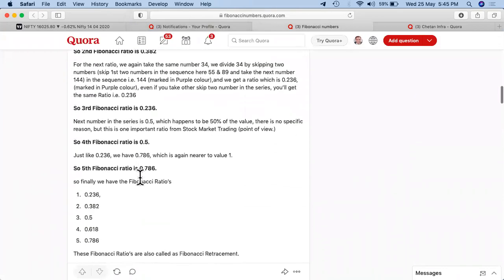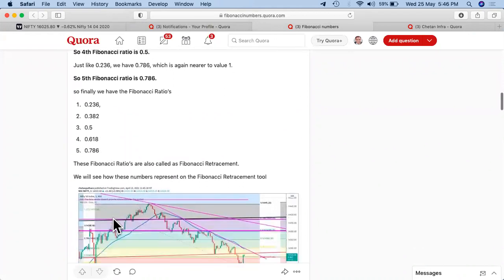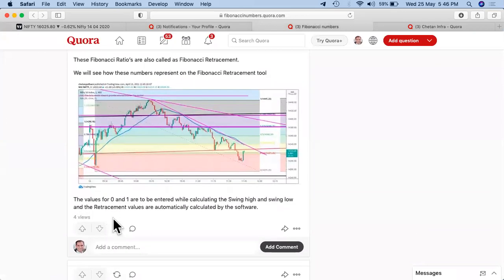So as we saw, the ratios are 0.236, 0.382, 0.5, 0.618 and 0.786. Now these ratios together are called Fibonacci ratios. These are also called retracement. Why? Because once we have a range which has been formed, we generally get a retracement, right? Basically, technical analysis overall is on the basis of the fundamentals of Fibonacci. With this, you use other indicators like MACD, RSI, moving average. But at the end of the day, Fibonacci is the basic tool that we are trying to see, right? So this was the first chapter.